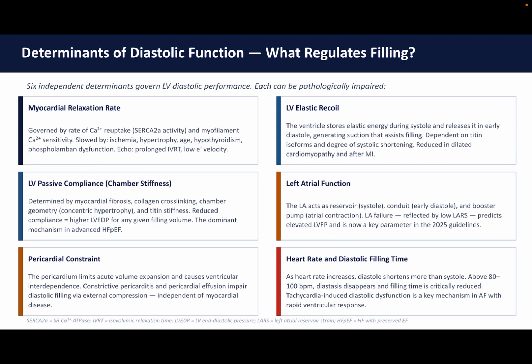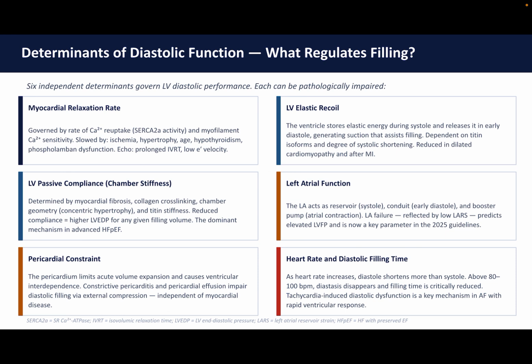Determinants of diastolic function. What regulates filling? 6 independent determinants. Any of them can be the dominant culprit in a given patient. Let's walk through them quickly, because recognizing which determinant is pathologically impaired determines both prognosis and management.